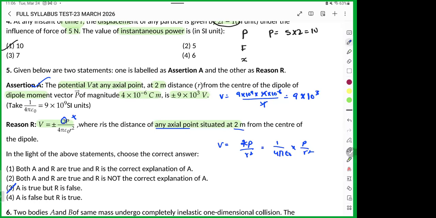Tell me, any doubt? In the second reason, 2 should not be there because it is Kp by R square. The first was a simple application, like direct formula based. Any doubt, guys, in this question? Can you just show the PDF answer? Yeah.